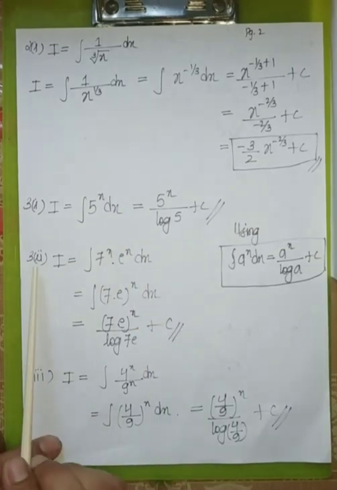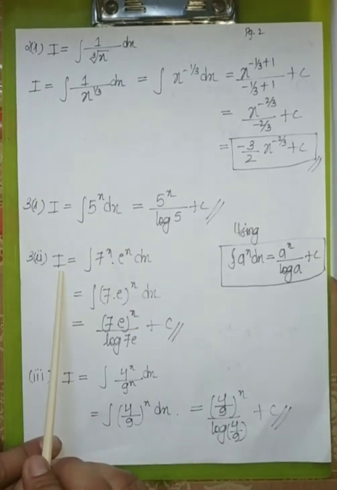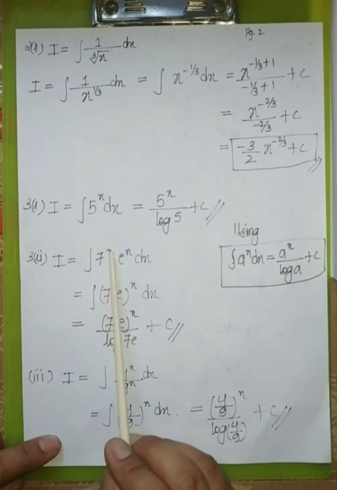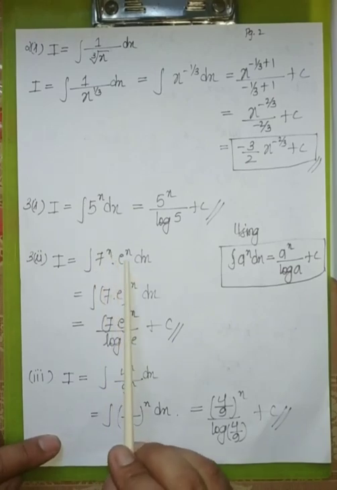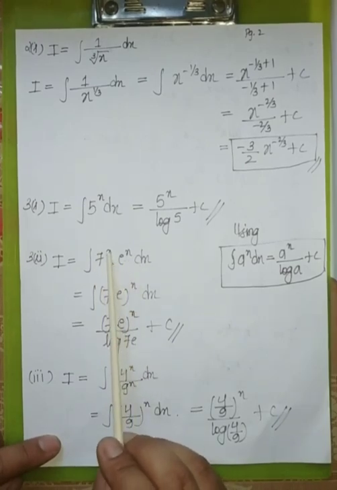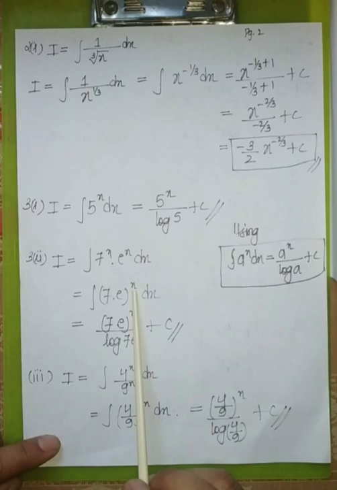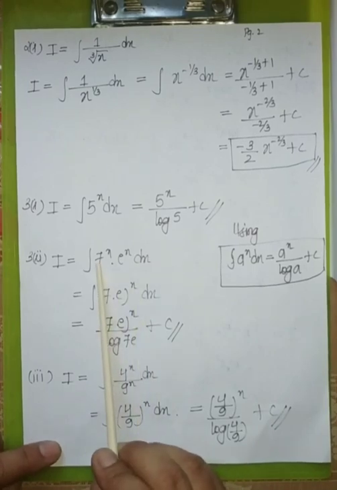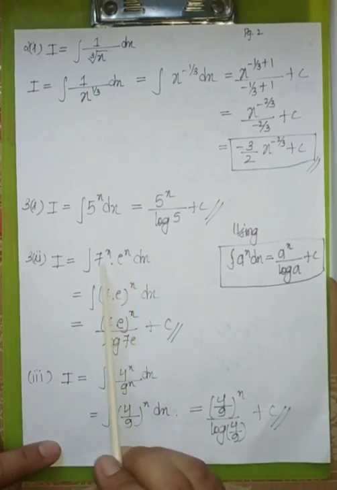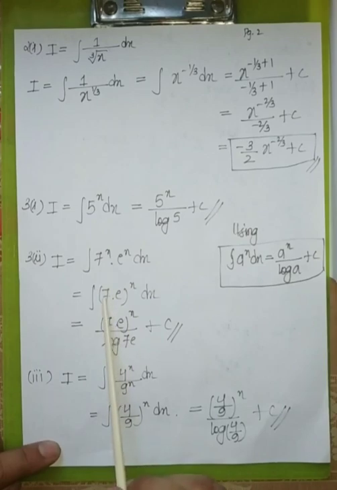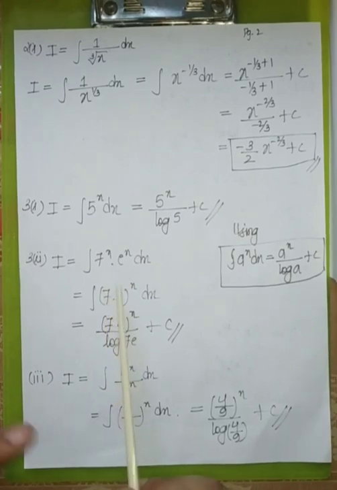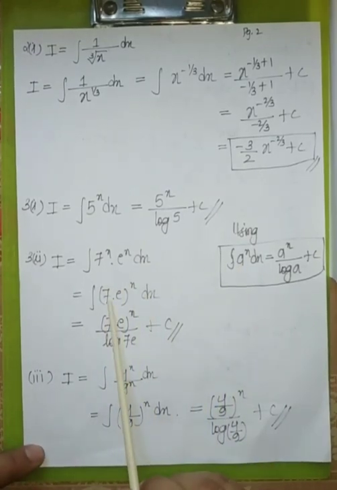I move to question number 3 part 2. It is integration 7 to the power x into e to the power x dx. Power is x, power is x. So I'm keeping them in the same bracket. So I can write 7e to the power x. See, 7 is also a constant, e is also a constant, so I am keeping them in the same bracket, 7e. So 7e is one constant.